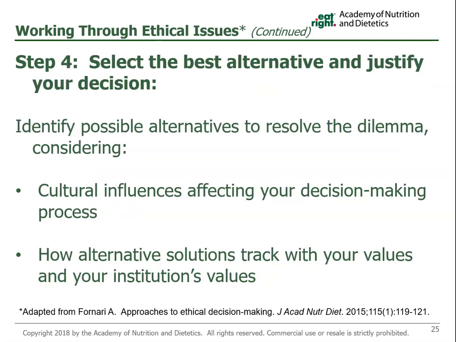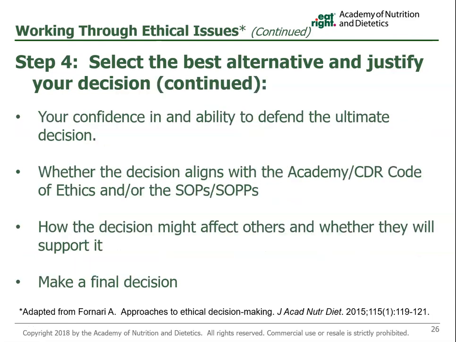Step 4 consists of alternatives to consider, such as how cultural influences may affect your decision. Or are there alternative solutions that better align with your own values or your institution's values? This step also allows you to consider what is involved in justifying the decision in terms of your own competence, how it may affect others, and whether it supports the code of ethics or the standards of practice. The last part of step 4 is to make a final decision.